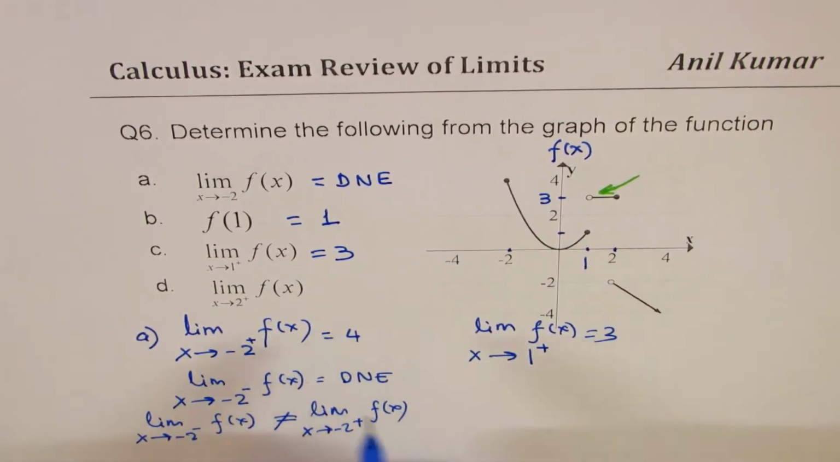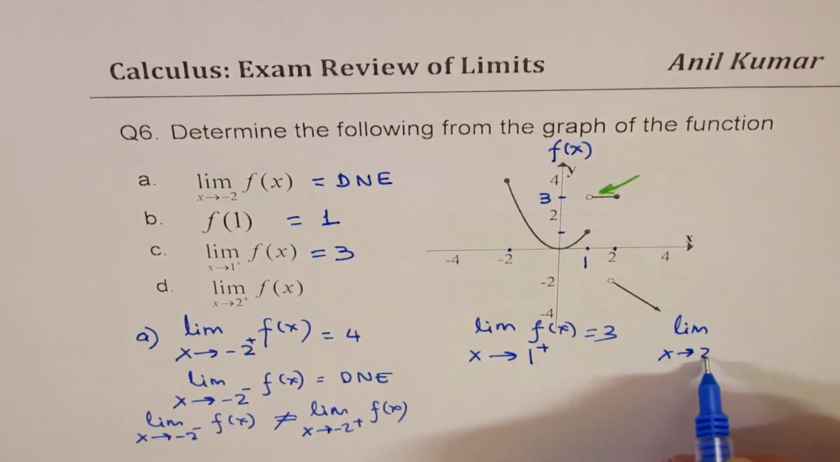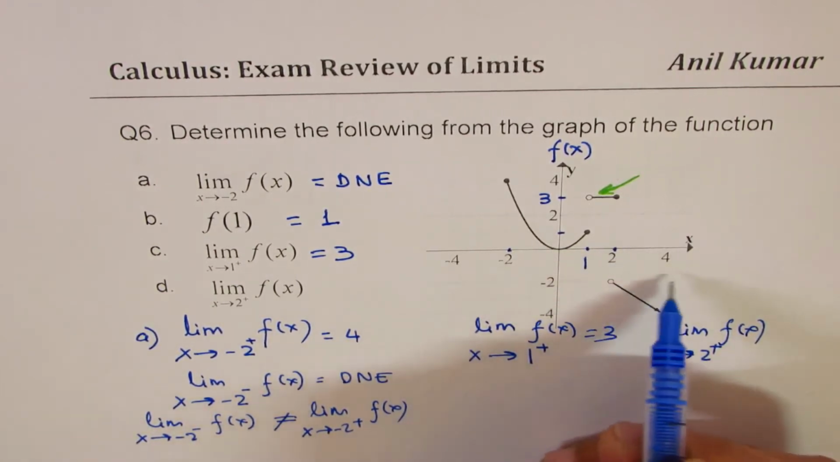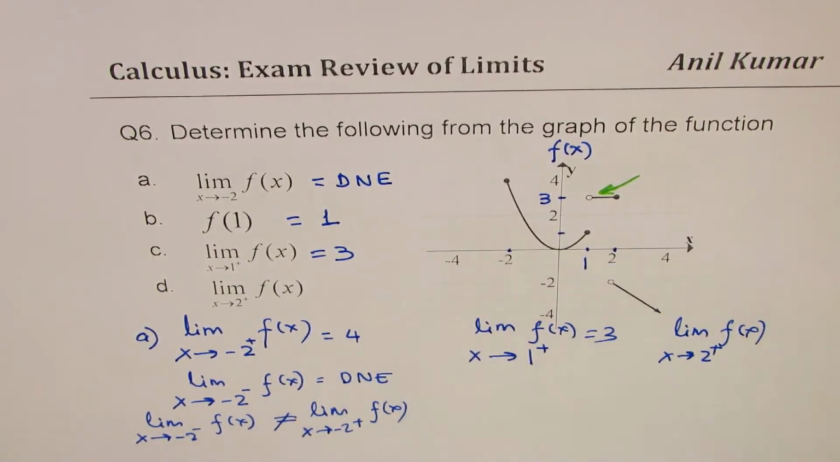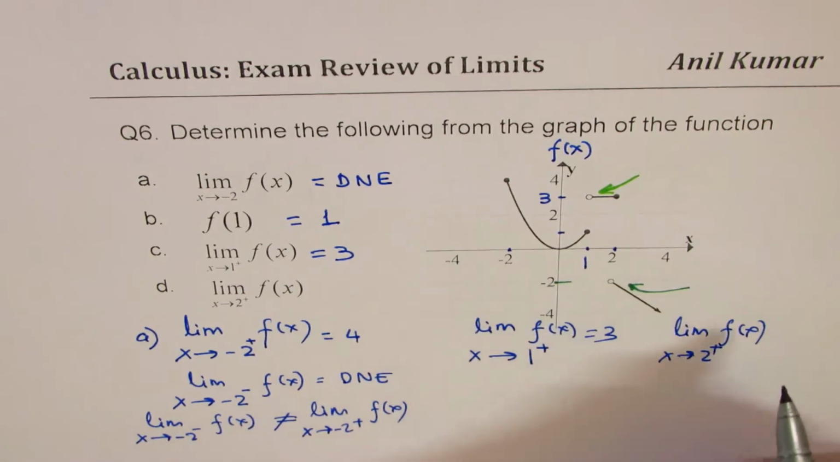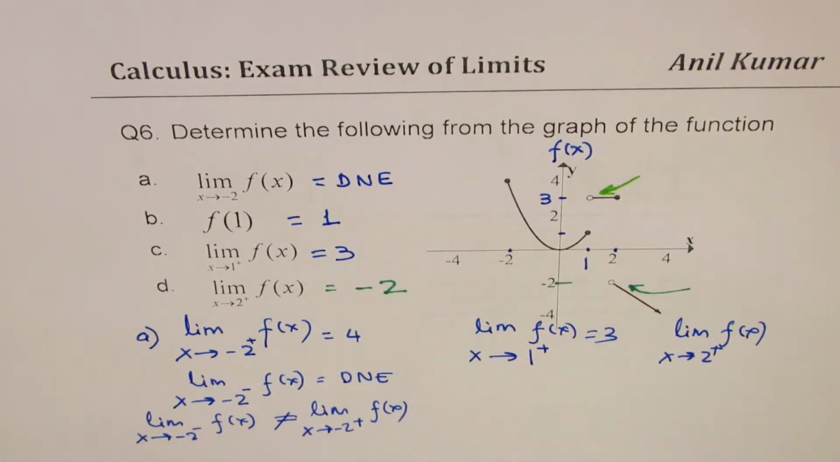Now let's answer the next question, which is the limit when x approaches 2 from the right side for the given function. When you are approaching 2 from the right side, you hit the graph where? On this side. Do you see this? And you approach a value of -2. So this is -2, correct? So that is how it should be answered. I hope the concept is absolutely clear.